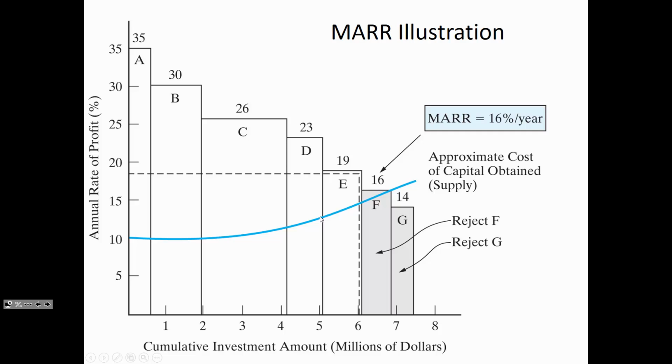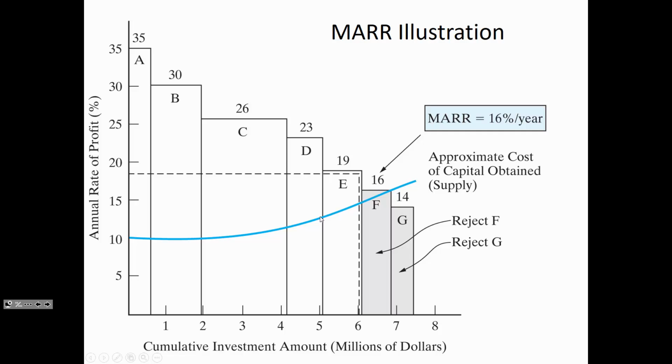So each of these A, B, C, D, the height of that bar represents the return you're going to get for making the investment. The width of the bar represents how expensive it is. So it looks like project A costs about $600,000 because it goes from 0 to 0.6 million. So the width of these, it looks like alternative C is the most expensive out of all the projects.